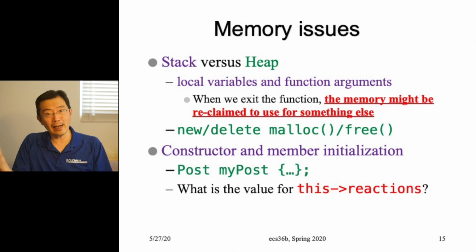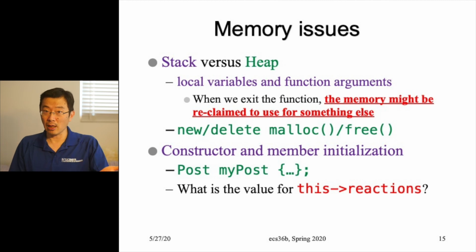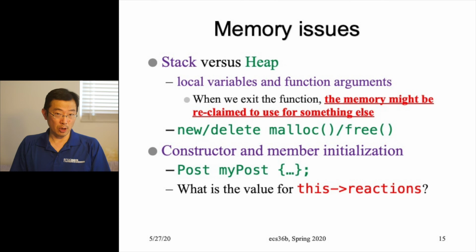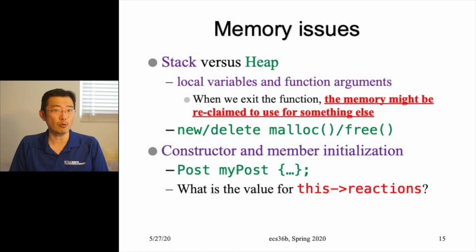But a pointer is an address. Then we want to see what the value of that address is when you decide to create an object like a post. By the way, if you check the constructor of the post, at least the code I gave out, it doesn't initialize the memory. It just initializes a few variables, but it never initializes a reaction.